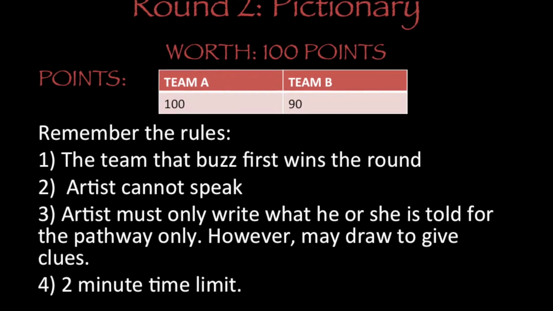This round will be Pictionary. Whoever buzzes in first will be the team that participates in this round. That team will designate 1 member to be the artist. That member will come to me to receive the reaction pathway that they must draw. Their teammates must guess the pathway and complete it within the time frame of 2 minutes. This round is worth 100 points. Now round 2 begins now.